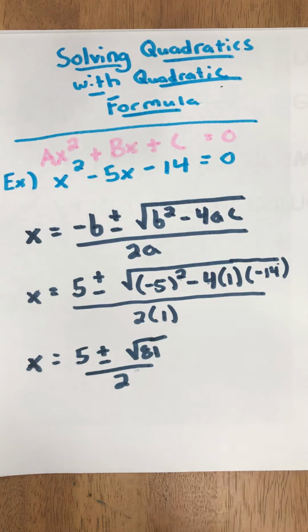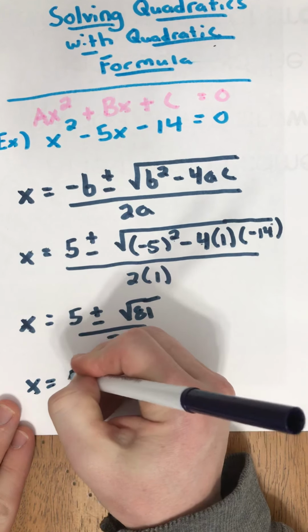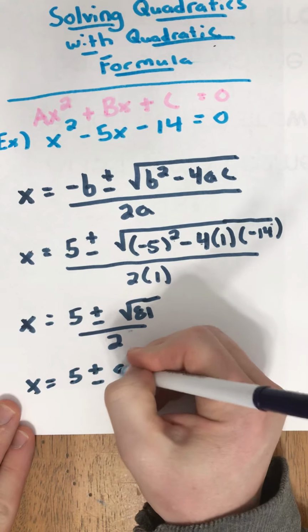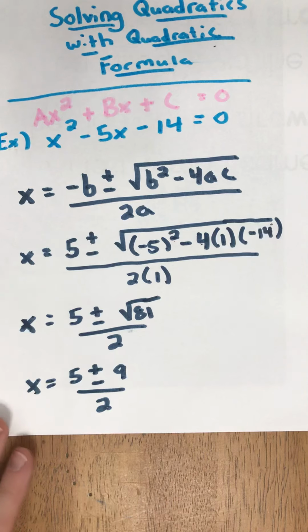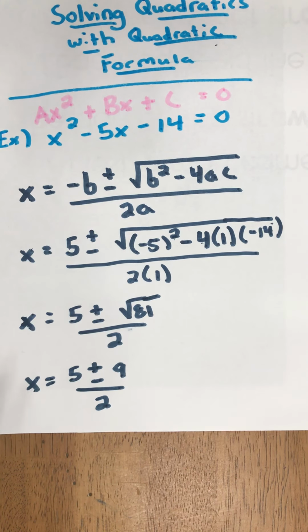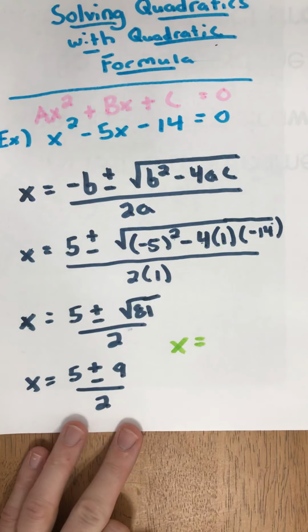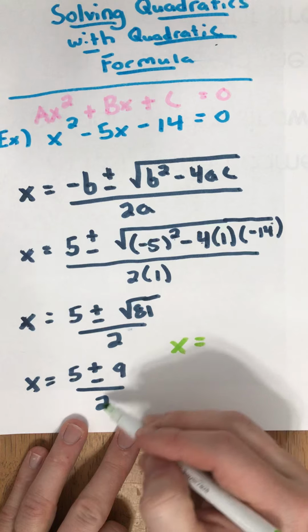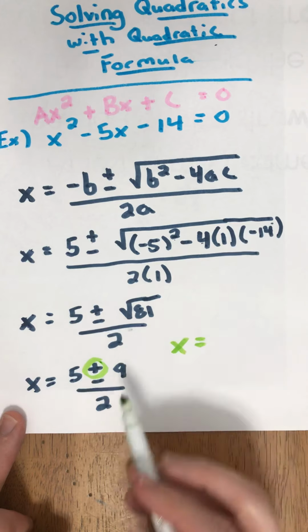All right, now you guys know the square root of 81 is actually 9. So this is really x equals 5 plus or minus 9, divided by 2. Now here's where that plus and minus comes into play. We're going to end up with two different answers here. One of them is going to be 5 plus 9 divided by 2. The other one is going to be 5 minus 9 divided by 2. So we'll take it one at a time here. We're going to do the plus first.